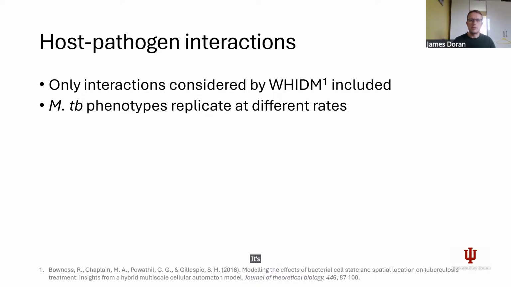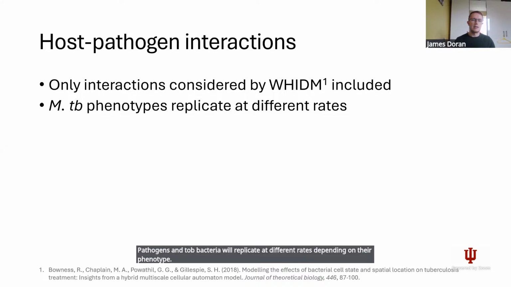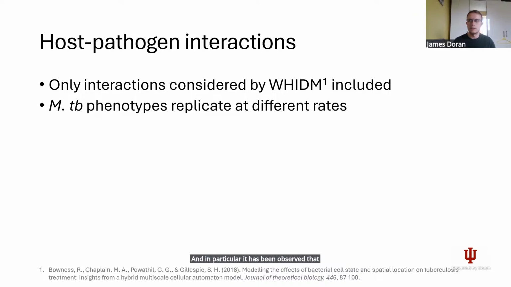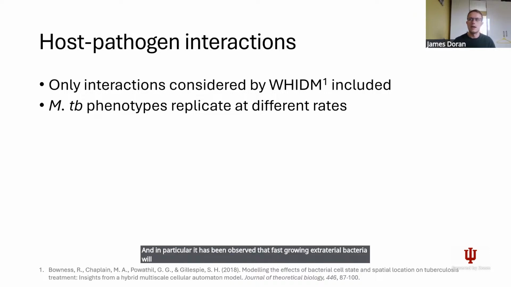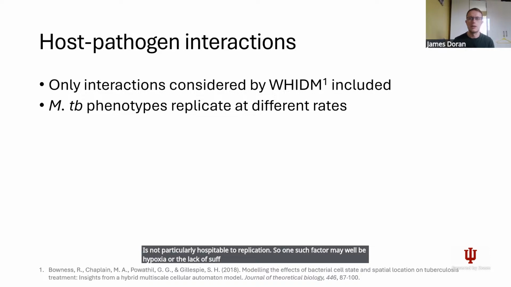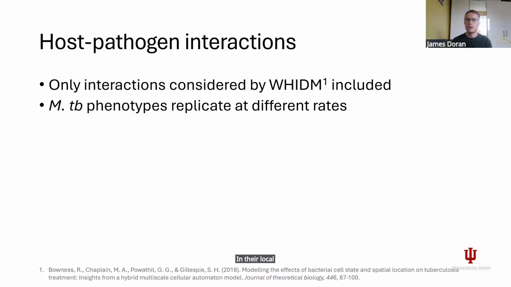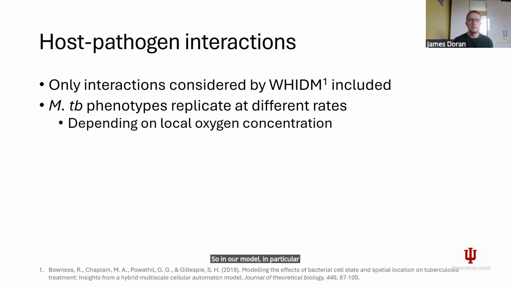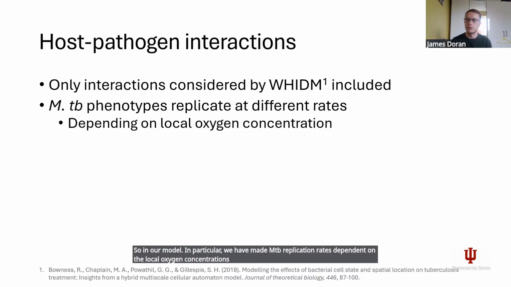It's been observed that MTB bacteria will replicate at different rates depending on their phenotype. In particular, it has been observed that fast-growing extracellular bacteria will enter a dormant state and reduce their replication rates if they find that the environment they are in is not particularly hospitable to replication. So one such factor may well be hypoxia, or the lack of sufficiently high oxygen in their local vicinity. So in our model in particular, we have made MTB replication rates dependent on the local oxygen concentrations to try and capture this phenomenon.